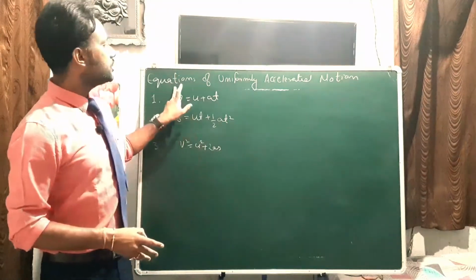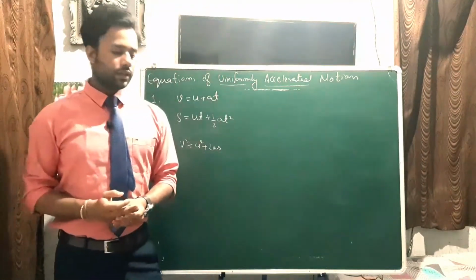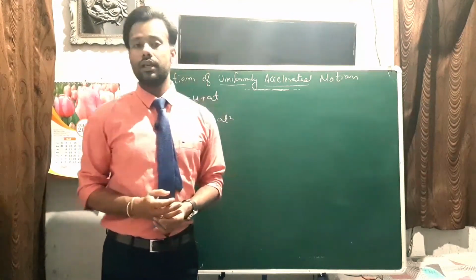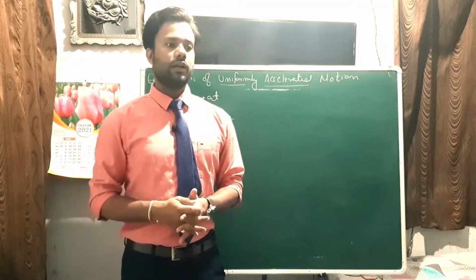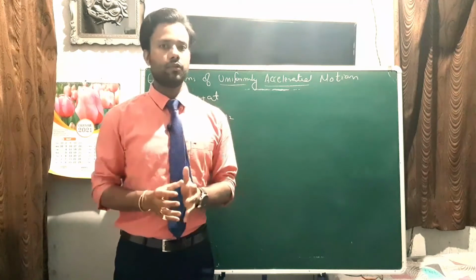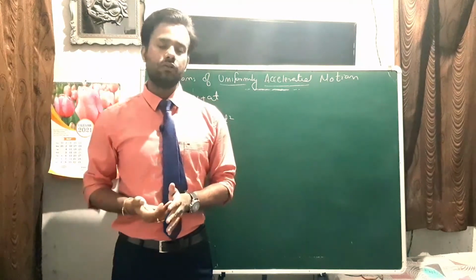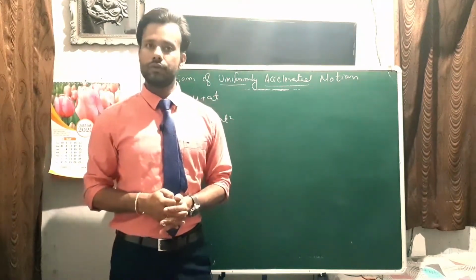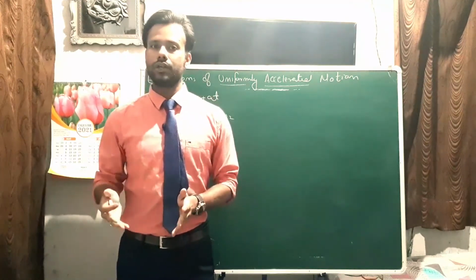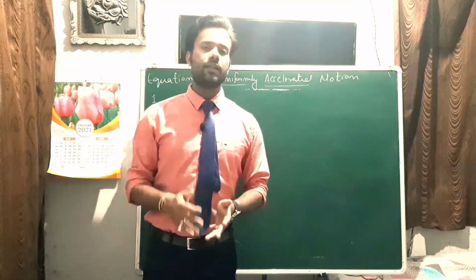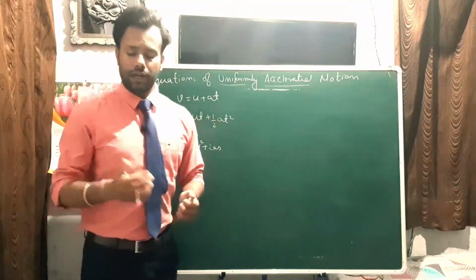As the name implies, these equations can be used only when the body is moving with uniform acceleration. These equations can't be applied in the case of gravitation, because the gravitational force is a distance dependent force, like electrostatics also. We can't apply these equations, because in such cases force depends upon the distance. It is not constant, and if force is not constant, obviously acceleration will not be constant, right? So let's start the equations.